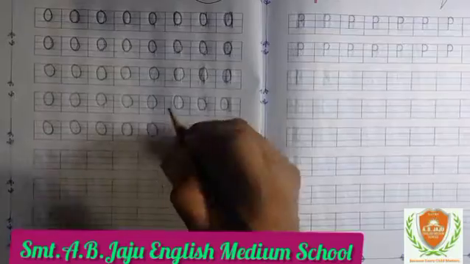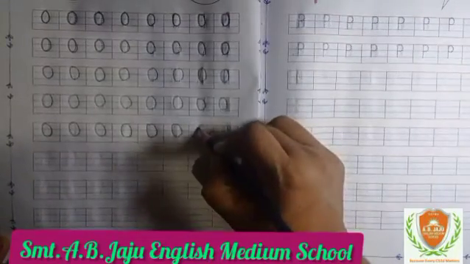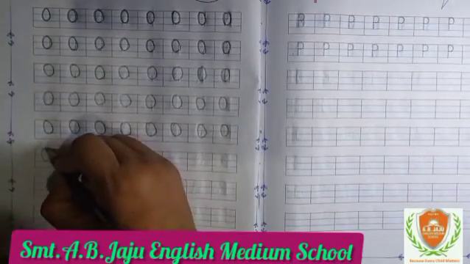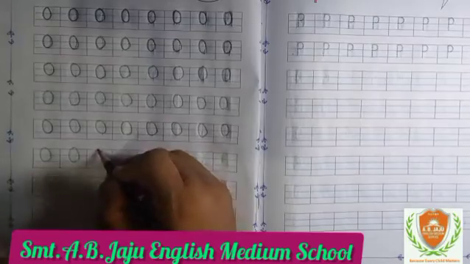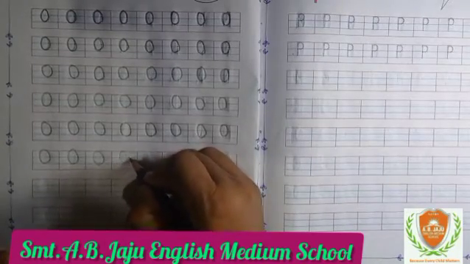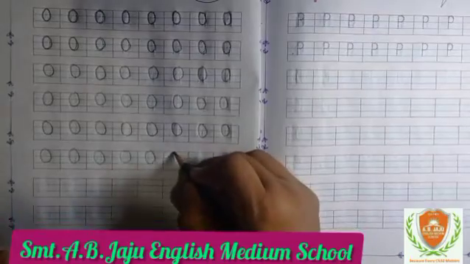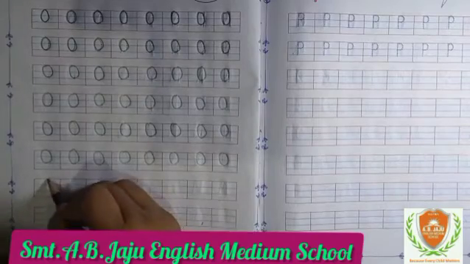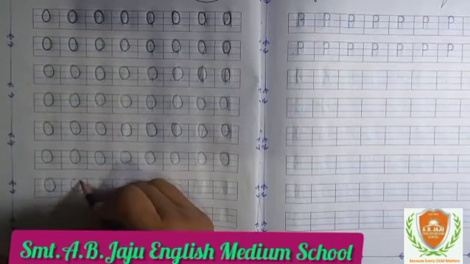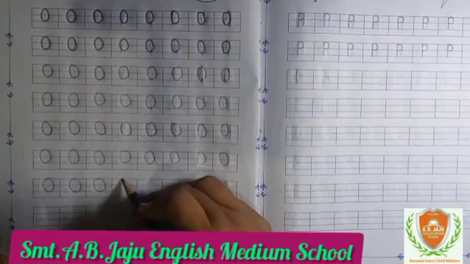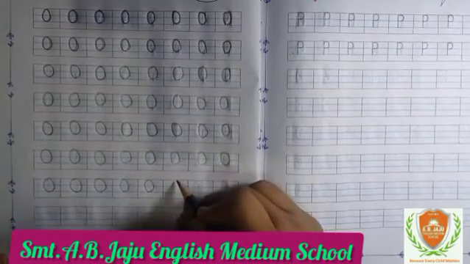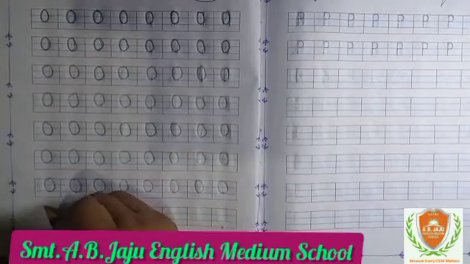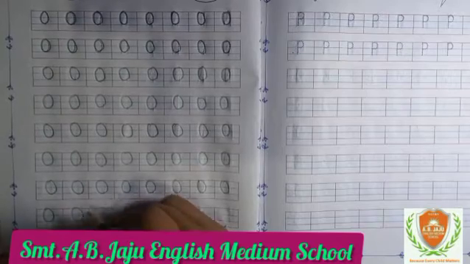O. The sound of O is O. O, O, owl. O, O, octopus. O, O, ocean. O, O, orange. O, O, ostrich. O, O, owl. This is capital O. Write it in 3 lines. Slowly you have to write capital O. Like this you have to write capital O.